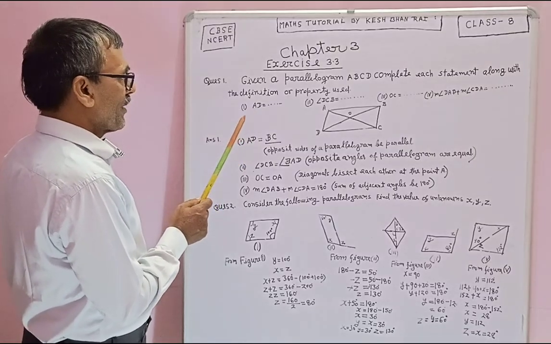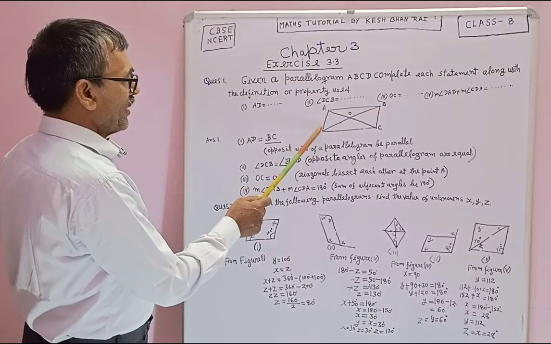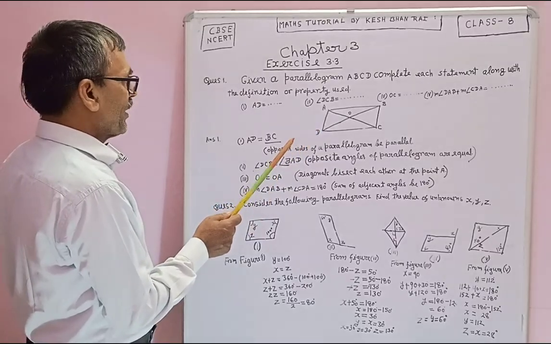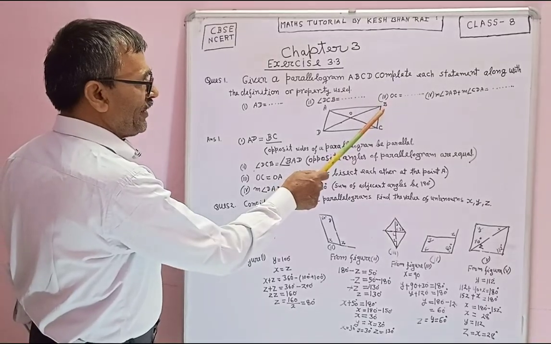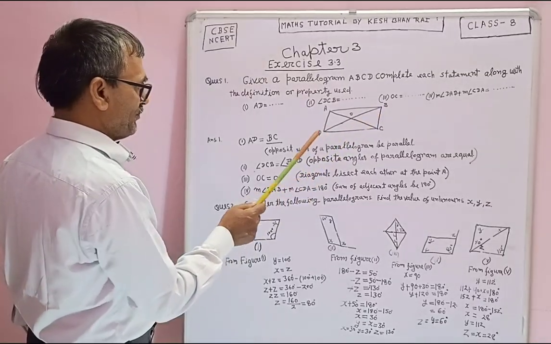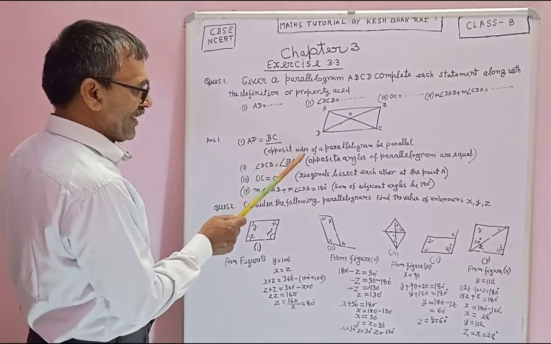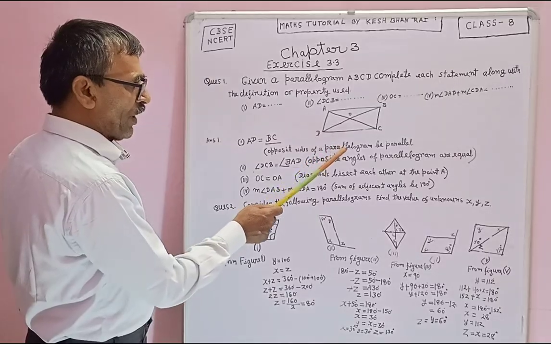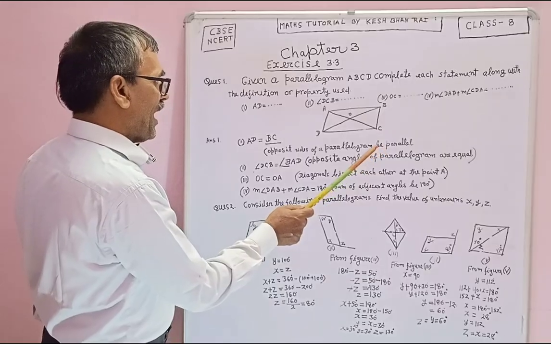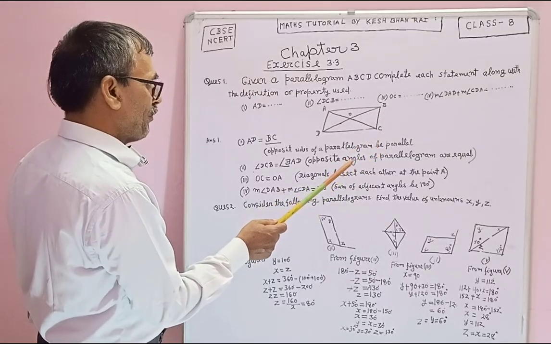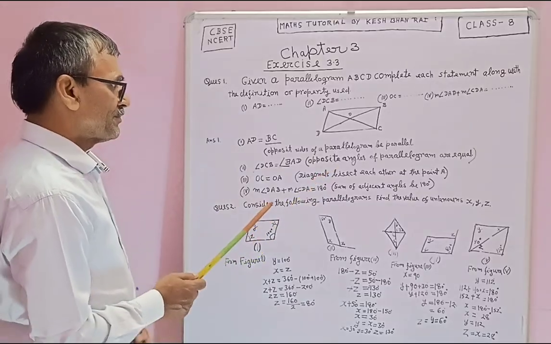Here AD is the side of the parallelogram, which is equal to the opposite side BC of this parallelogram. So AD equals BC. Opposite sides of a parallelogram are parallel and equal.